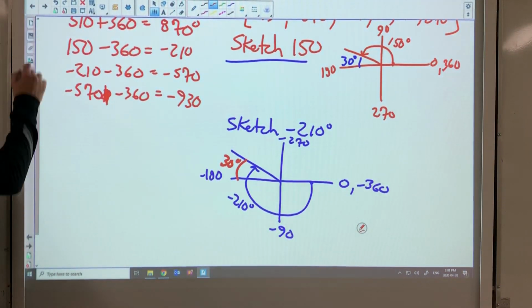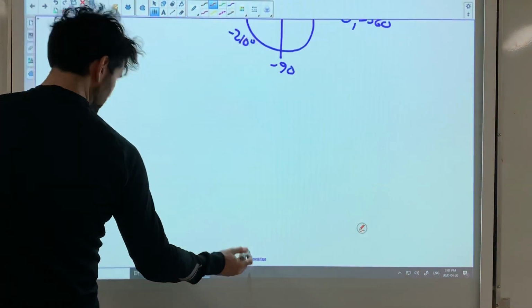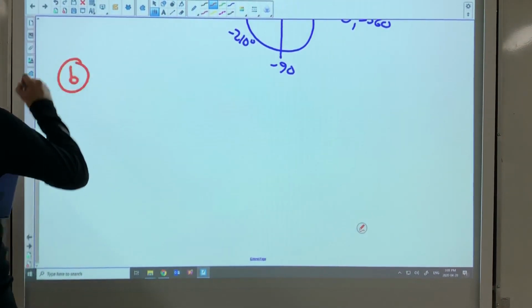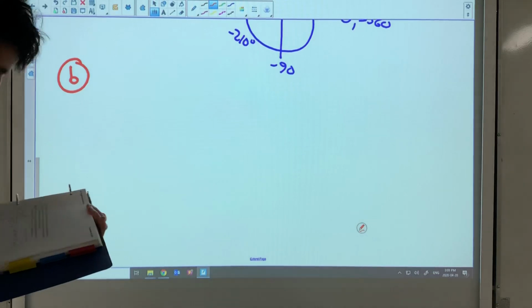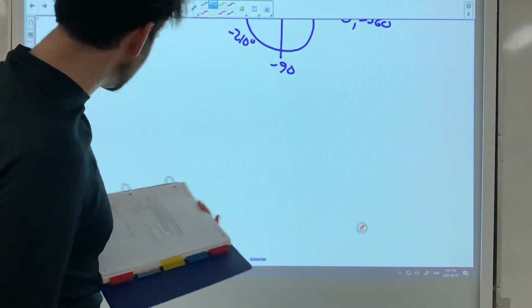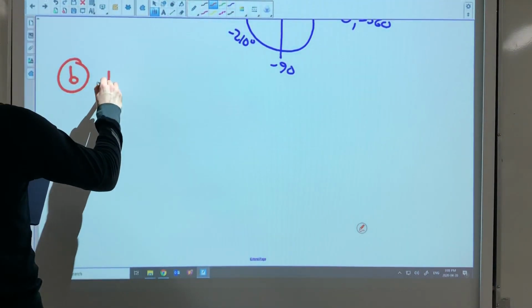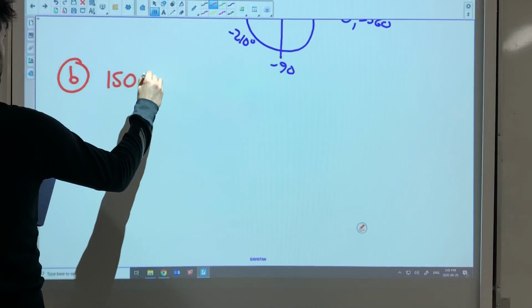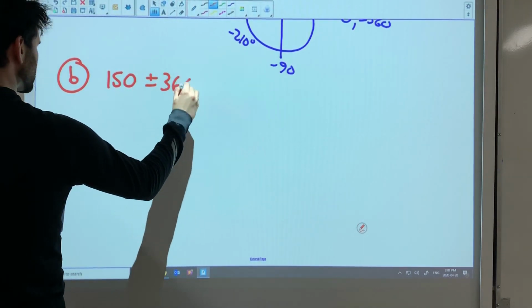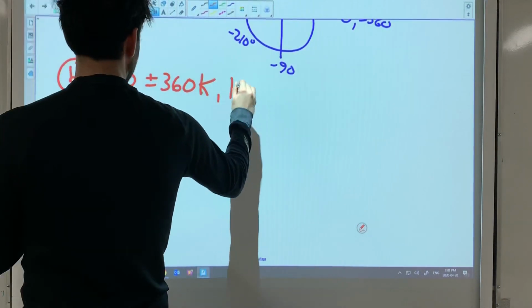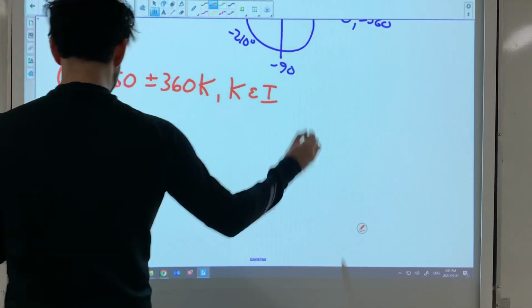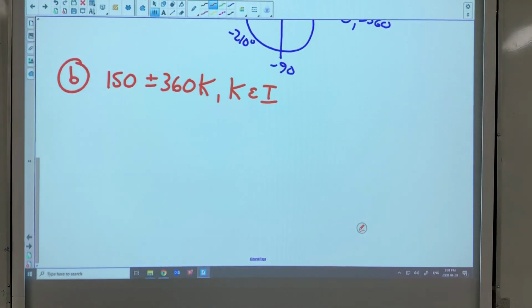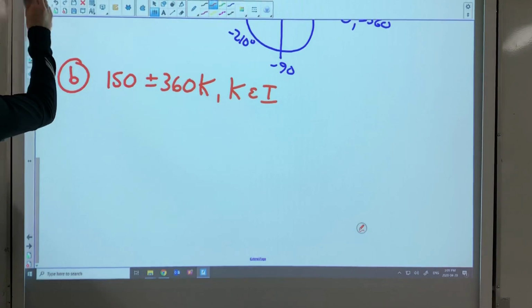Right, part B. That's a really quick one because it's just asking for all the coterminal angles of 150 in standard position, like the formula. So you would say, well, I take 150 and I either add or subtract 360 degrees times k, and k is an integer. Wonderbar. There's that one. We're making some good time.